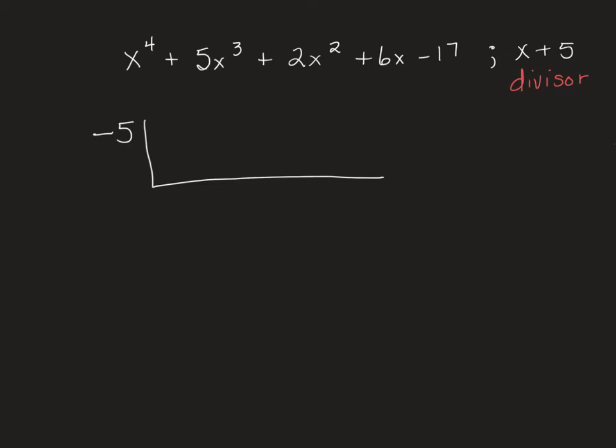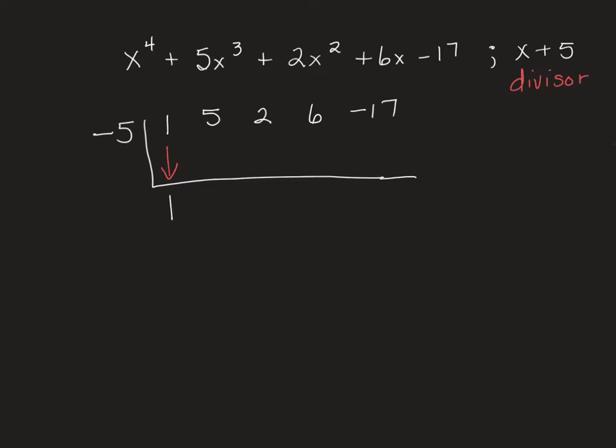So then the next thing I want to do, notice again, this is opposite of that. I'm going to write down my coefficients, only my coefficients. Okay, so this is 1, 5, 2, 6, and negative 17. So just want to make sure my line goes far enough. And then what happens is this first number I'm going to drop. Okay, so it just comes right down.